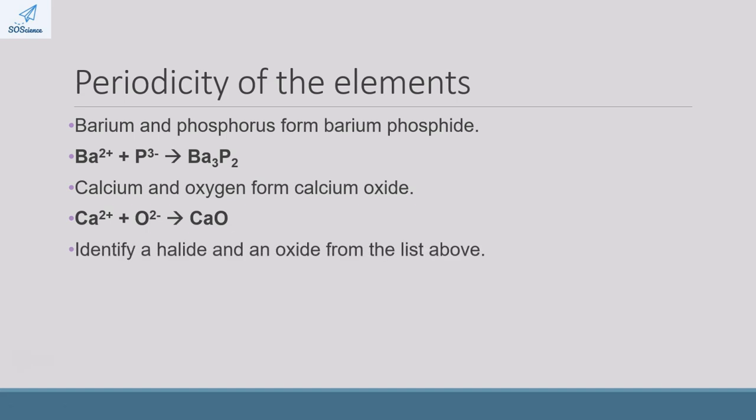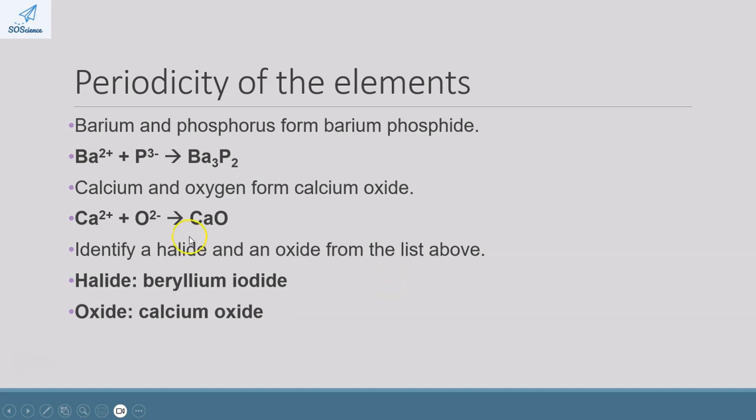Identify a halide and an oxide from the list above. So a halide is a compound formed with a halogen. That is a group 17 element. And an oxide is a compound formed with oxygen. So a halide would be beryllium iodide because iodine is a halogen, a group 17 element. And an oxide, well, that would be calcium oxide because it is an element that is bonded to oxygen.